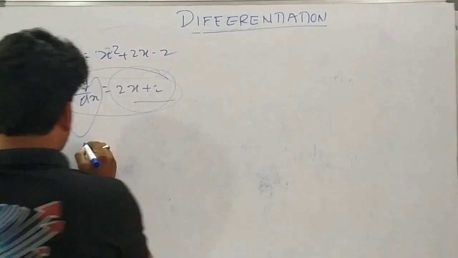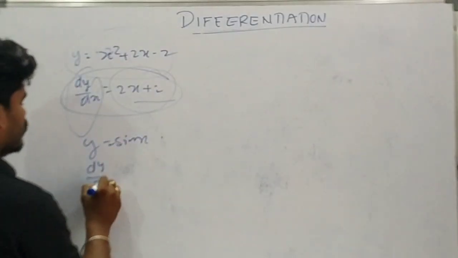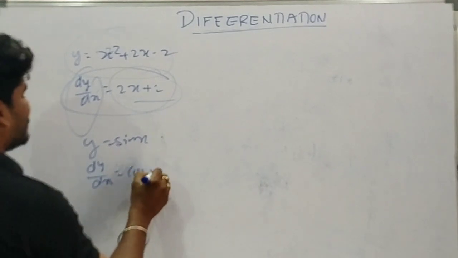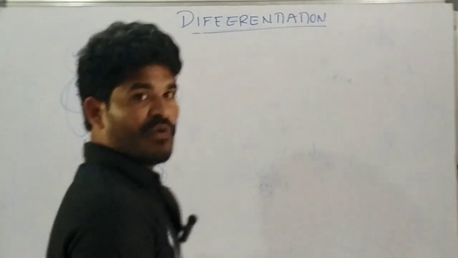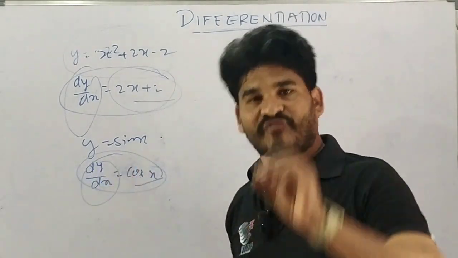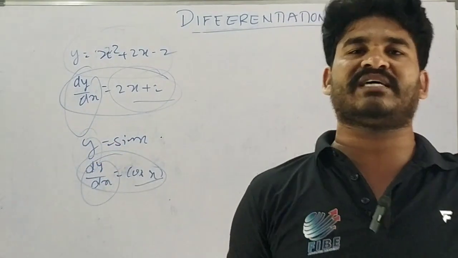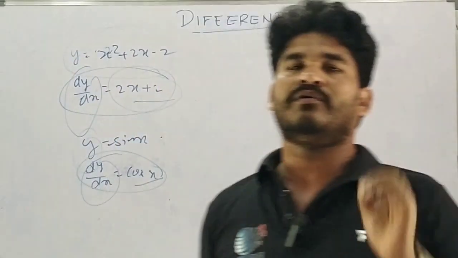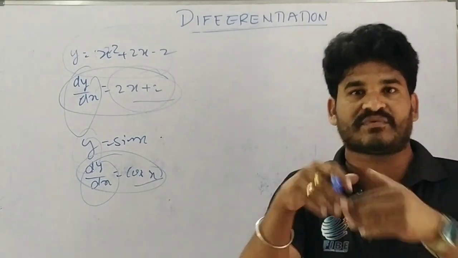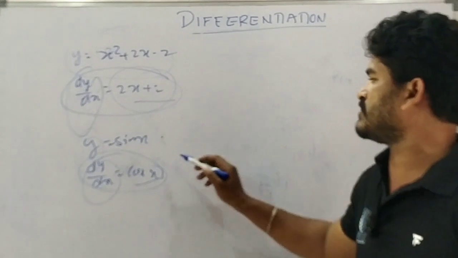In the same way, here y equal to sin x. So dy by dx equal to cos x. What is this cos x here? Why are we applying dy by dx? Whenever we have y equal to sin x and we apply dy by dx, we will get dy by dx equal to cos x. Why cos x, geometrically? What is cos x geometrically?